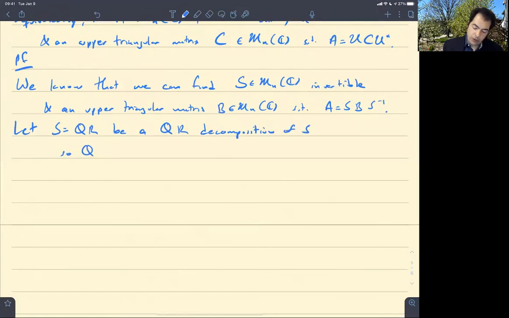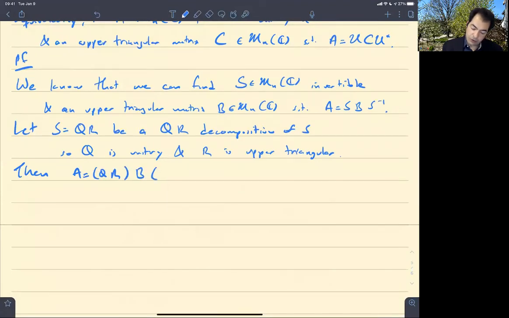Right, so Q is unitary and R is upper triangular. Remember, the R stands for right, so it's right triangular, which is the same as upper triangular. Then A is equal to S, but I can write S as Q times R. And then B, and then S inverse, so that's Q times R inverse. Now I can write that as Q, R, B, R inverse, and then Q inverse.